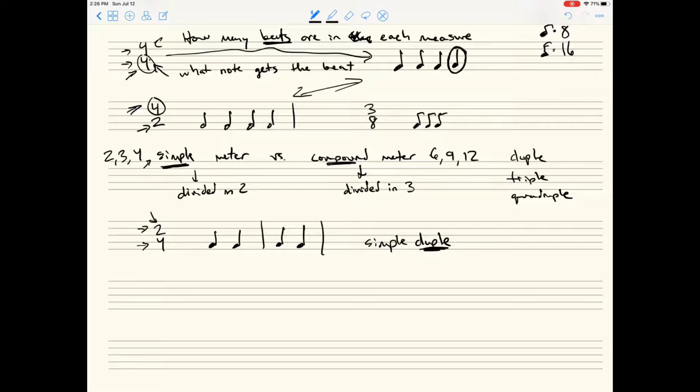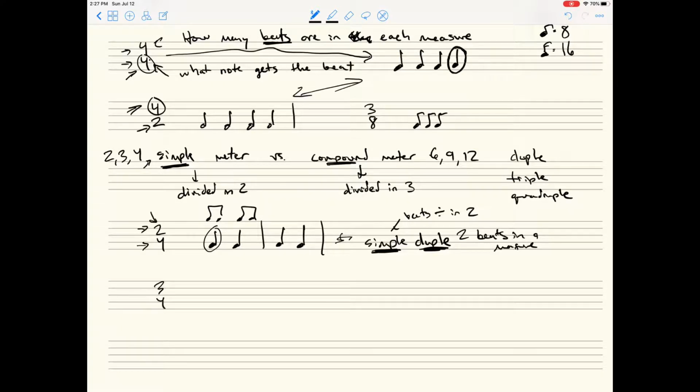Duple means that there are 2 beats in a measure, and simple means that those beats are divided in 2. So because this is simple, if we start using smaller beats than our quarter note, like eighth notes, there's going to be 2 eighth notes for every quarter note. That's what makes it simple. So this is an example of simple duple.